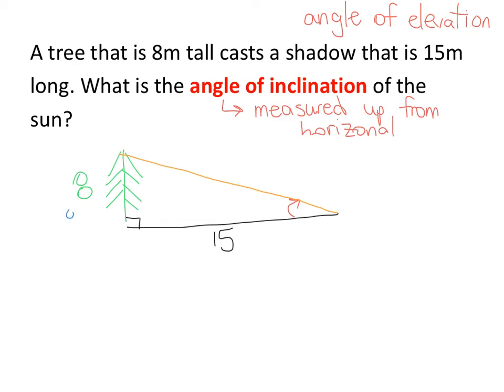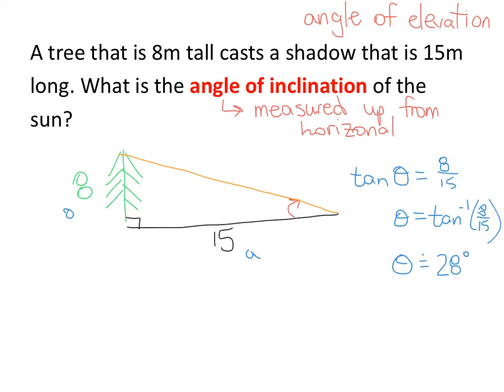So we have an opposite side, and we have an adjacent side. This is a good time to set up and solve an equation using tangent. In this case, when we fill in our tangent ratio with the unknown angle equal to the opposite side divided by the adjacent side, and then we solve using inverse tangent, we find out that the angle of inclination of the sun is 28 degrees. In other words, the sun is approximately 28 degrees above the horizon.